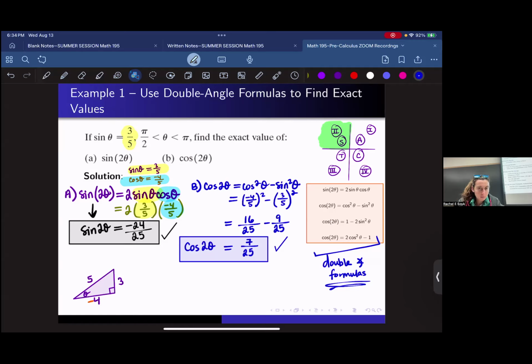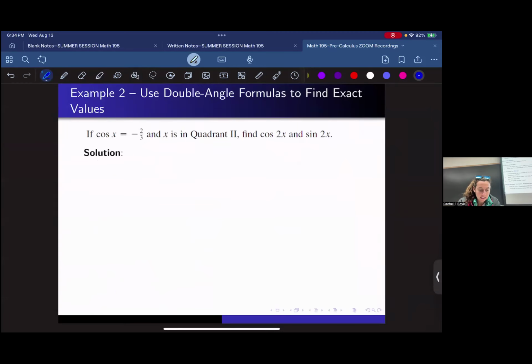Okay. So let us continue. Let's look at example 2 now. In example 2, we have cosine x is equal to -2/3. And then we're given x is in quadrant 2. So again, only sine-related functions are positive here. I'll highlight this so you can really see it. And we want to find cosine of 2x and sine of 2x.